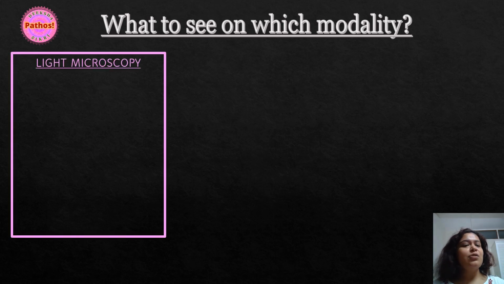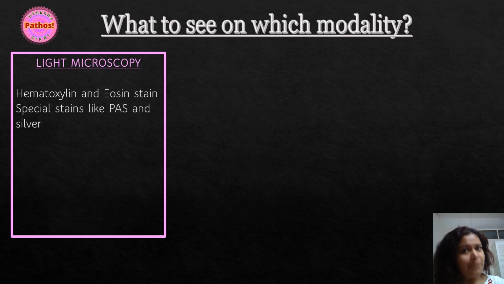First investigation is always light microscopy, and in light microscopy the first stain we'll do will be our routine hematoxylin and eosin stain. We will also perform special stains like a PAS stain, silver stain, which will highlight basement membrane and other parts of the glomerulus in better contrast for us to appreciate if something is wrong there.